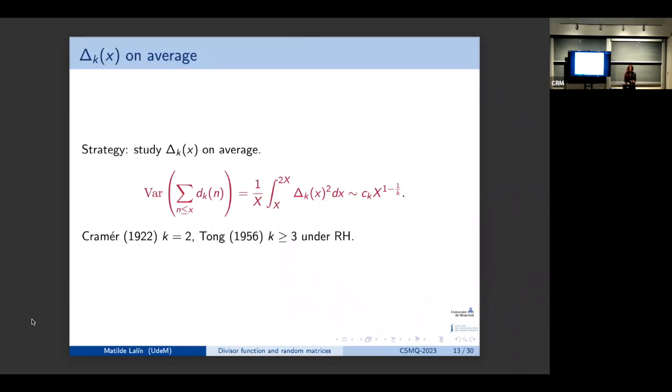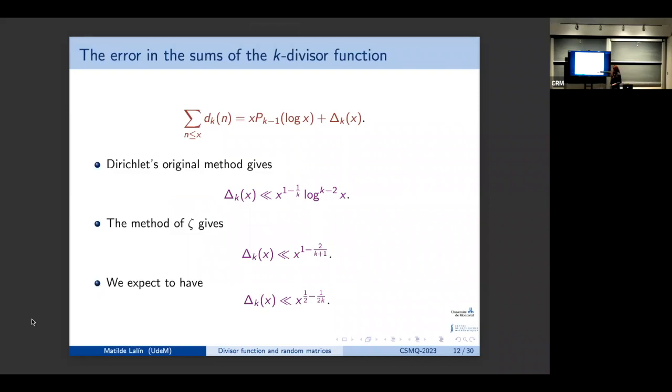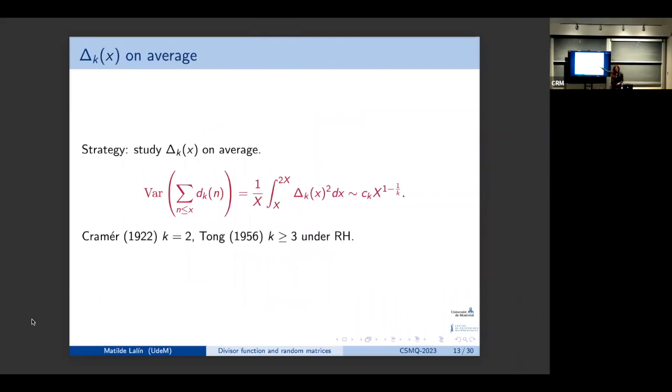So here's the type of result in this direction. We take the square of the error term, and since we have a continuous function, we integrate in some interval between x and 2x. What is known is that this is the right size. There is an asymptotic that gives a constant times x to the 1 minus 1 over k. If you remember, the expected size is x to the 1/2 minus 1 over 2k. When you take the square, you get rid of these twos, so you get x to the 1 minus 1 over k. On average, it gives the right size. This is known for k equals 2, and for k greater or equal than 3, assuming the Riemann hypothesis.